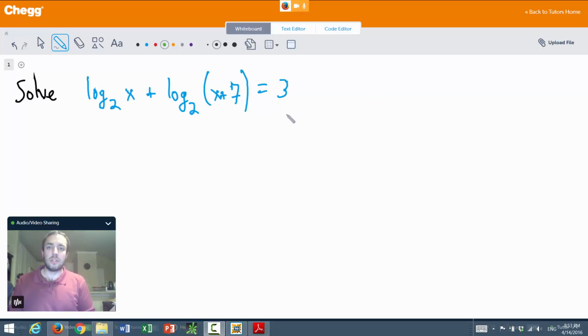So in this video we're going to solve a logarithmic equation. Here we have the base 2 log of x plus the base 2 log of x plus 7 equals 3, and we want to solve this for x.